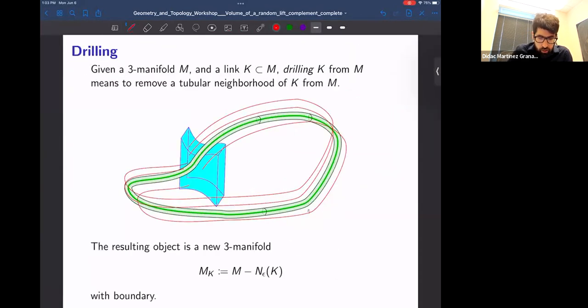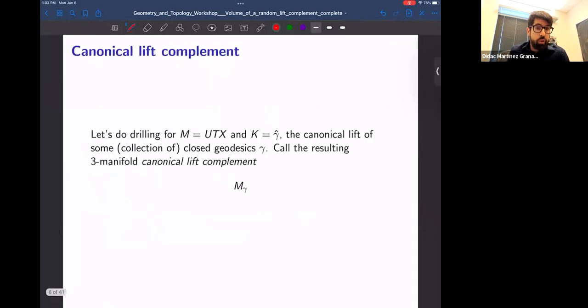Now, in general, given a three-manifold M and a link or a knot inside of that three-manifold, I can drill the knot or link from that three-manifold by removing a tubular neighborhood, and then I obtain a new three-manifold with boundary. Let me do this with the unit tangent bundle. Let M be the unit tangent bundle, and let K, the knot in question, be the canonical lift of a closed geodesic on the surface. The canonical lift of this closed geodesic is some knot inside of the unit tangent bundle, and I can drill it out. The resulting three-manifold with boundary, I'm going to call M sub gamma. So from a closed geodesic gamma on a surface, I obtain a three-manifold.